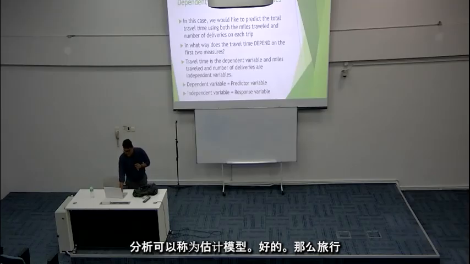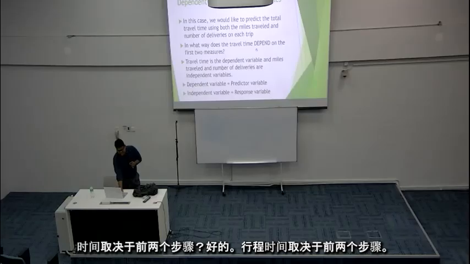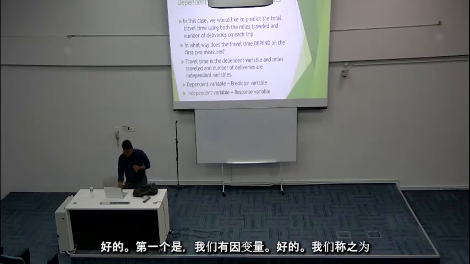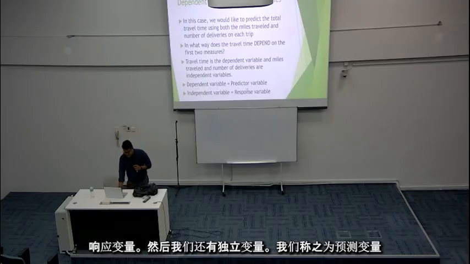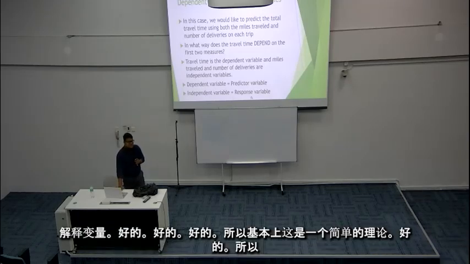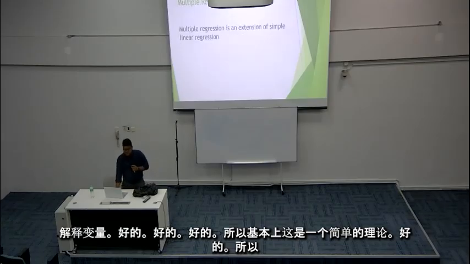In what way does the travel time depend on the first two measures? The travel time depends on the first two measures. The first one is the dependent variable, which we call the response variable, and then we also have the independent variables, which we call predictor or explanatory variables. Basically, this is a simple theory.